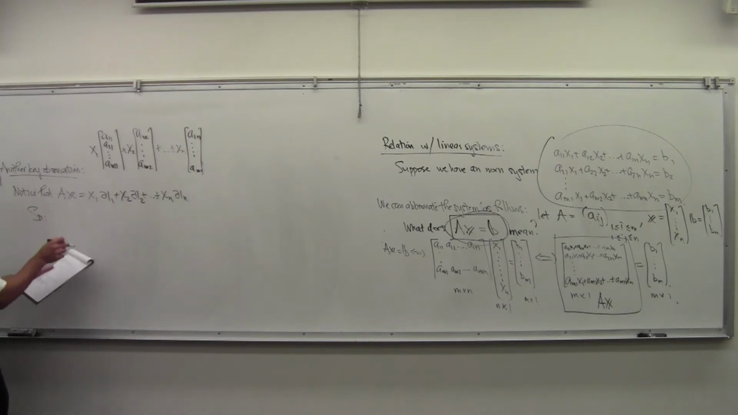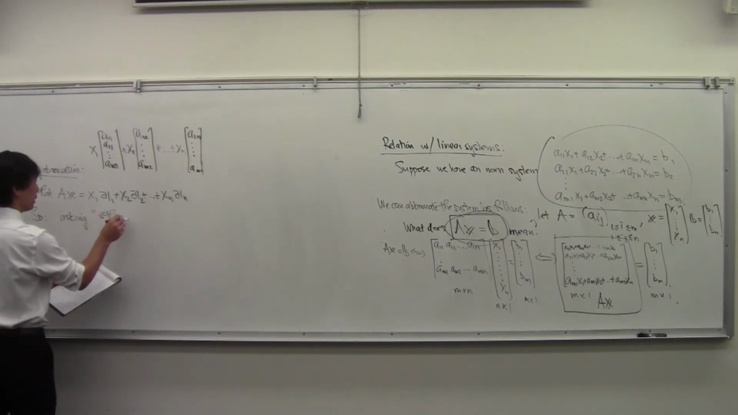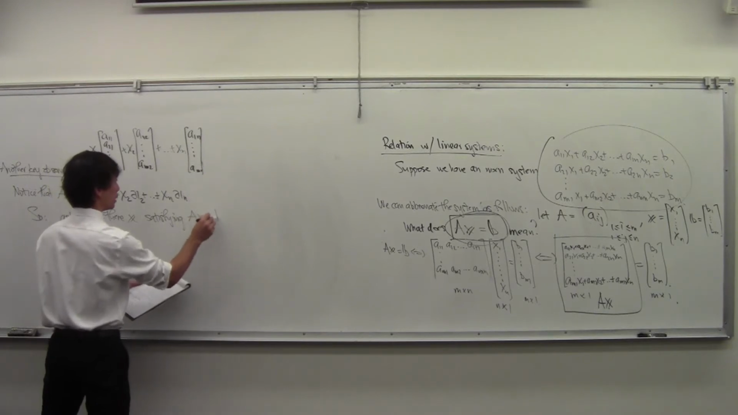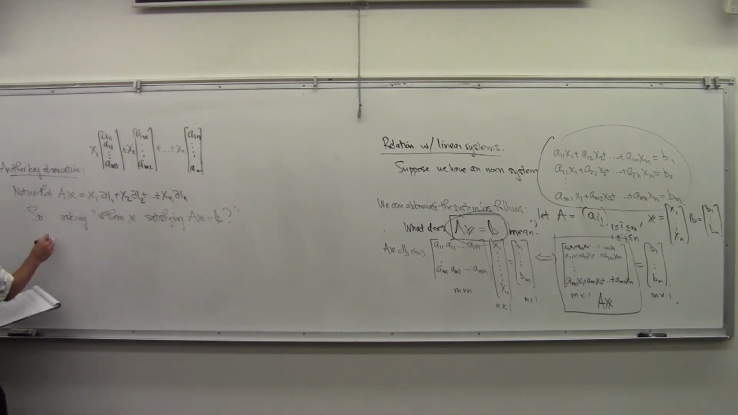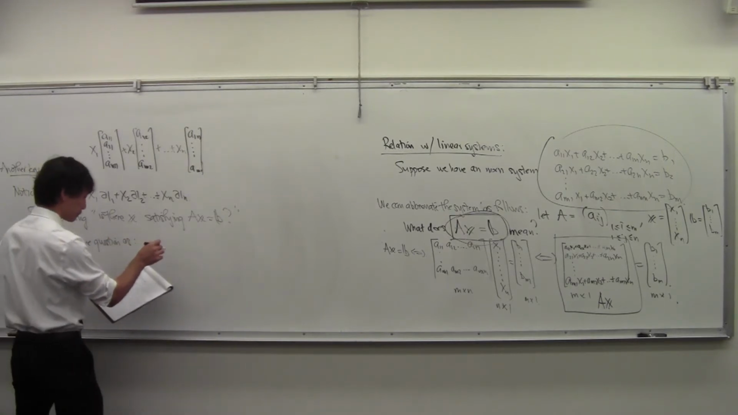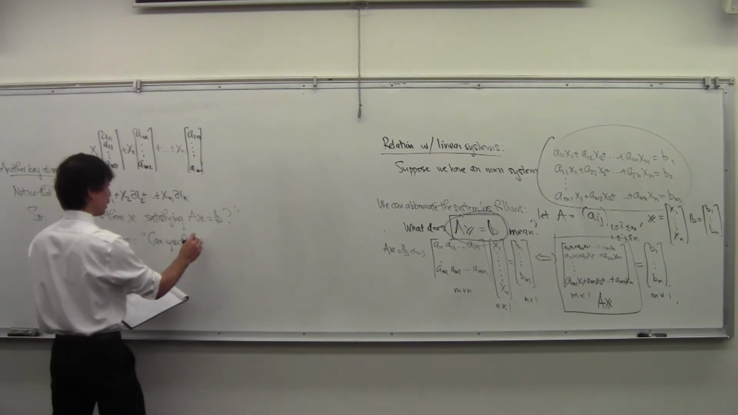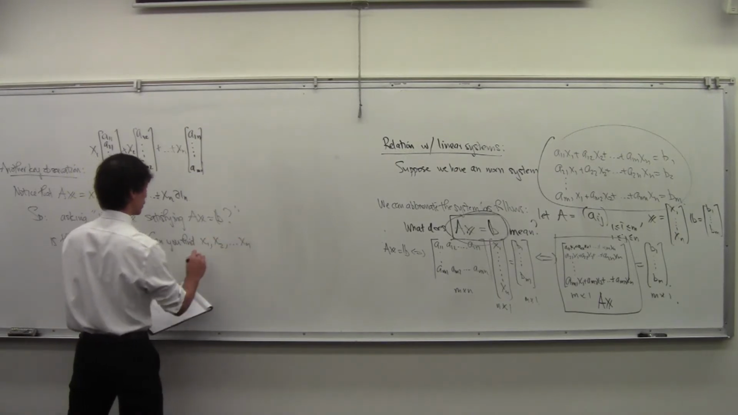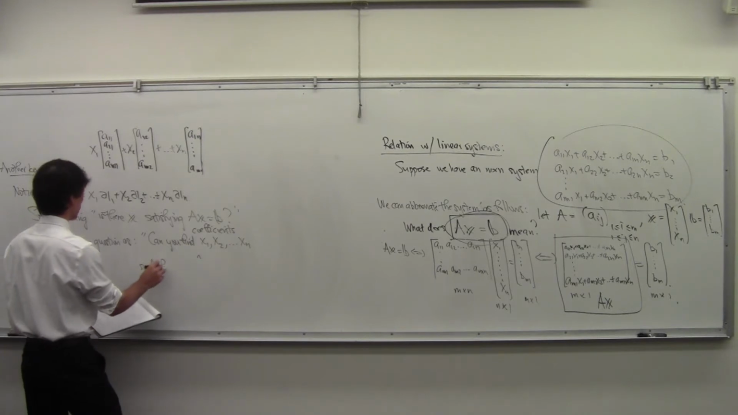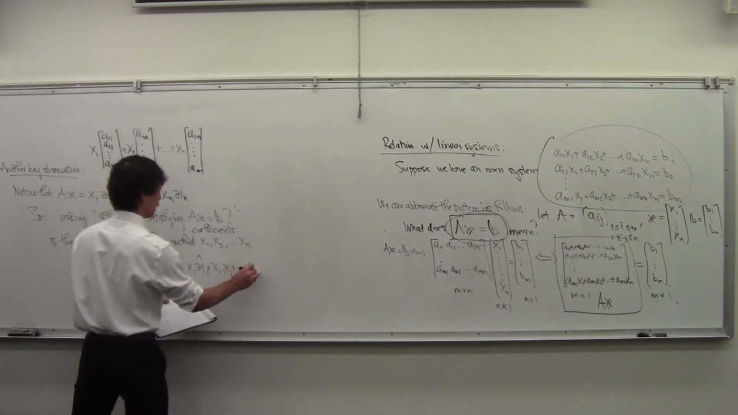So asking, is there a vector x satisfying Ax equals b, is the same question as: can you find numbers, can you find coefficients x1 through xn such that x1 a1 plus x2 a2 plus xn an equals b?